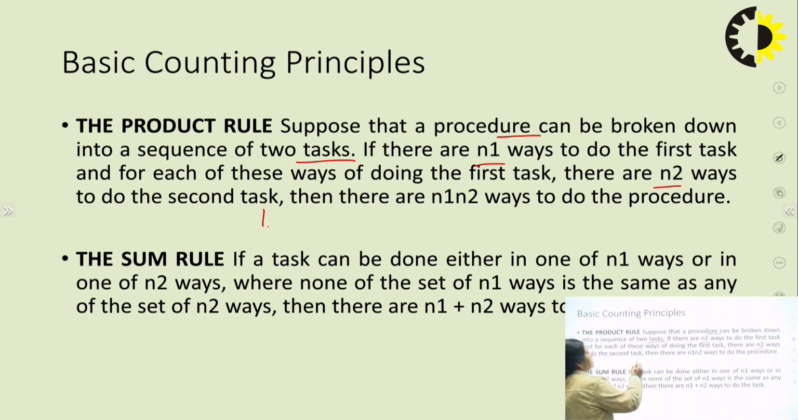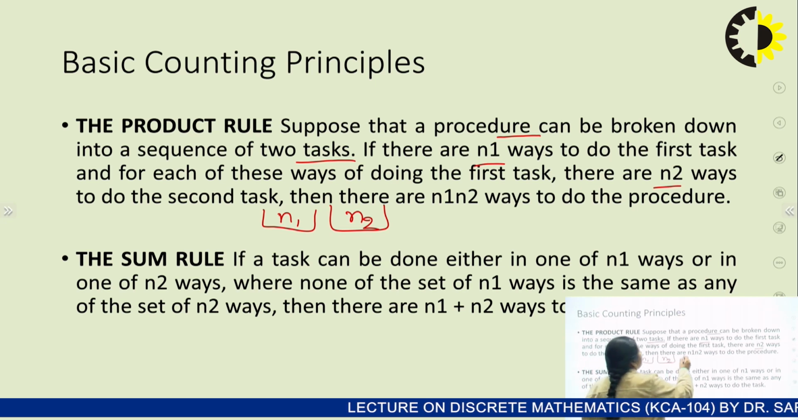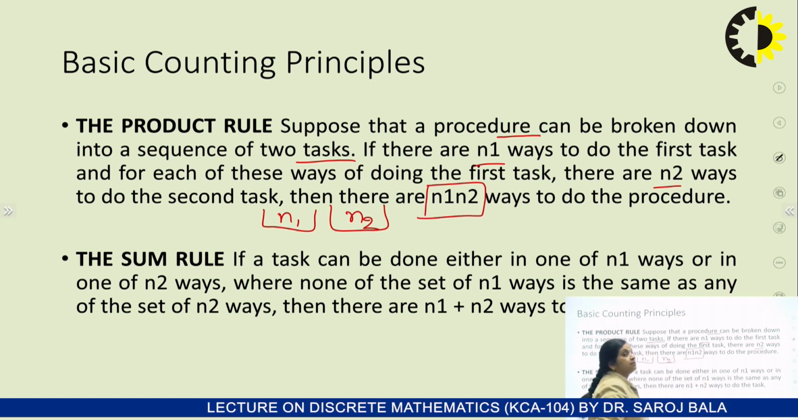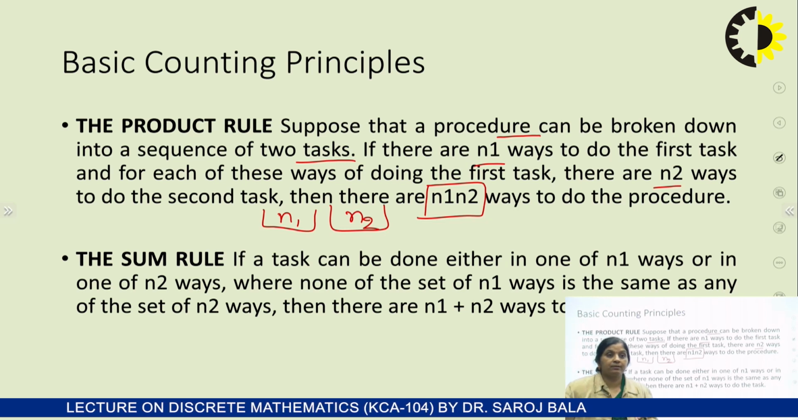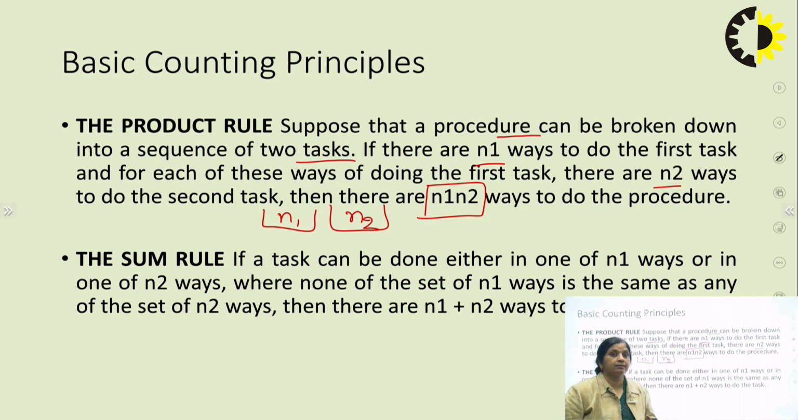So the first task can be done in n1 ways. Now the second task, which is to follow after that, can be done in n2 ways. So to complete the total procedure, we have n1 into n2 ways. This is our product rule. So what is the first basic counting principle? The product rule. When we have a sequence of 2 tasks, and one can be done in n1 ways, the other can be done in n2 ways, then a total of n1 into n2 ways are there to complete that procedure, to do that work.